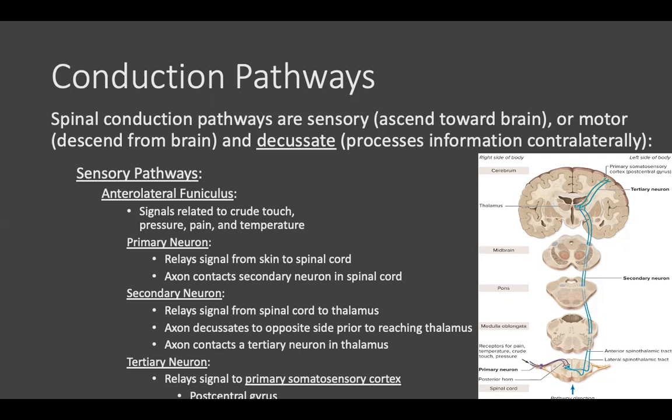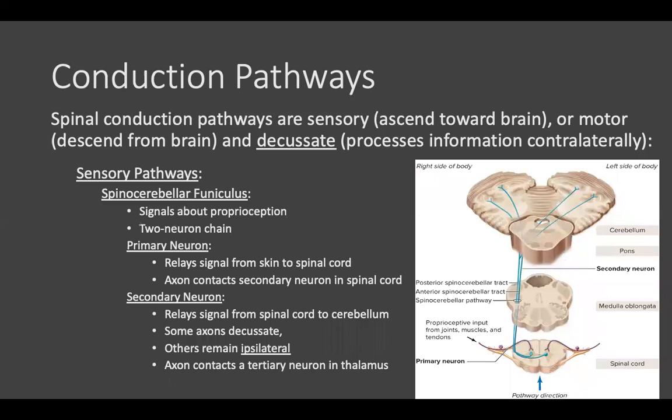So again, purple is your primary, your bluish coloration is going to be your secondary neuron, and then the green coloration will then be your tertiary neuron. You can also then look at the spinocerebellar funiculus, and this one is going to have one less neuron involved. It's only going to have a primary and a secondary. The secondary is still going to be an interneuron. However, again, it's not going to connect itself with something else to get to the brain. It's going to connect us directly to the brain itself, specifically to the cerebellum.